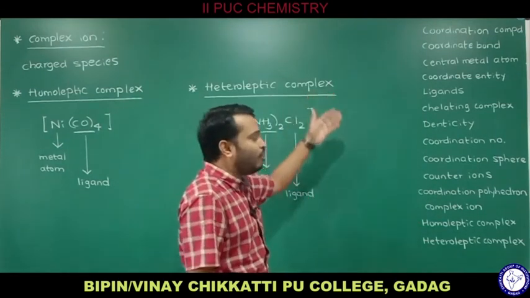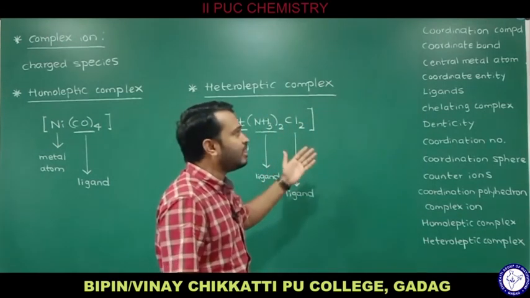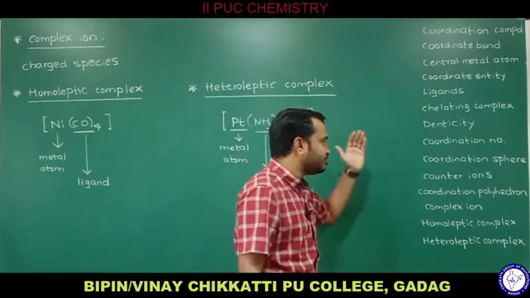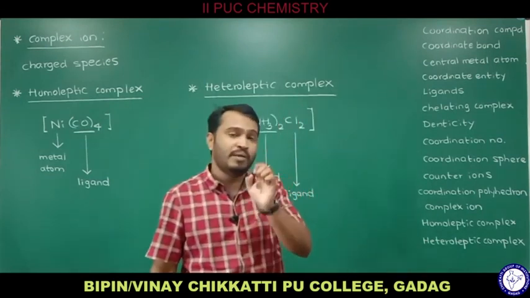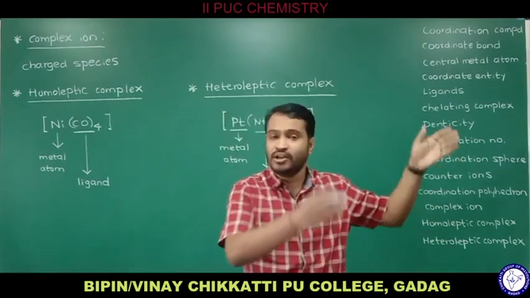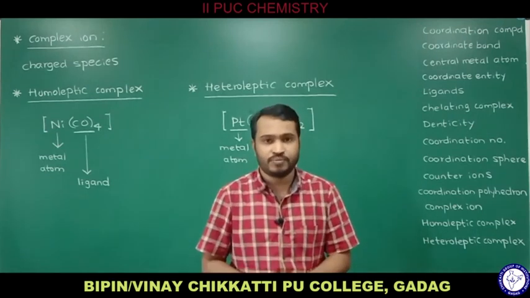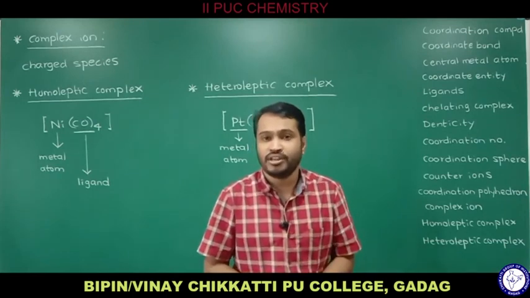And we studied all the fundamental terms: coordination compound, coordinate bond, central metal atom, coordination entity, ligands, chelating complex, denticity, coordination number, coordination sphere, counter ions, coordination polyhedron, complex ion, homoleptic complex and heteroleptic complex. All these are the terminologies used in coordination compounds. In the next section, I talk about the nomenclature of coordination compounds.